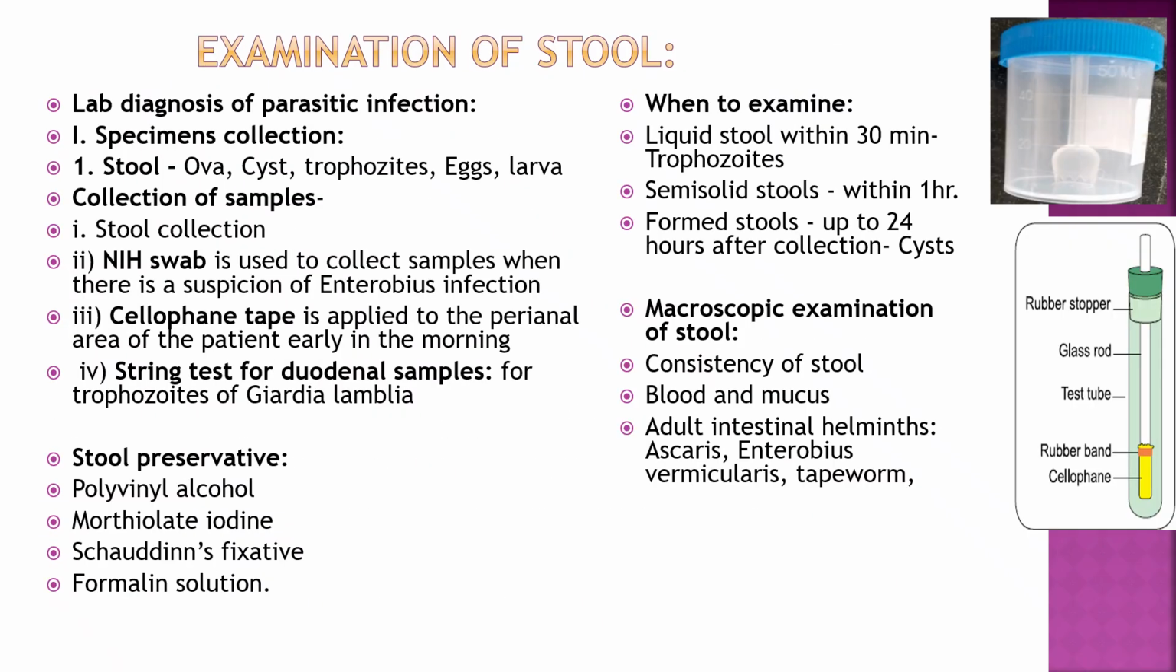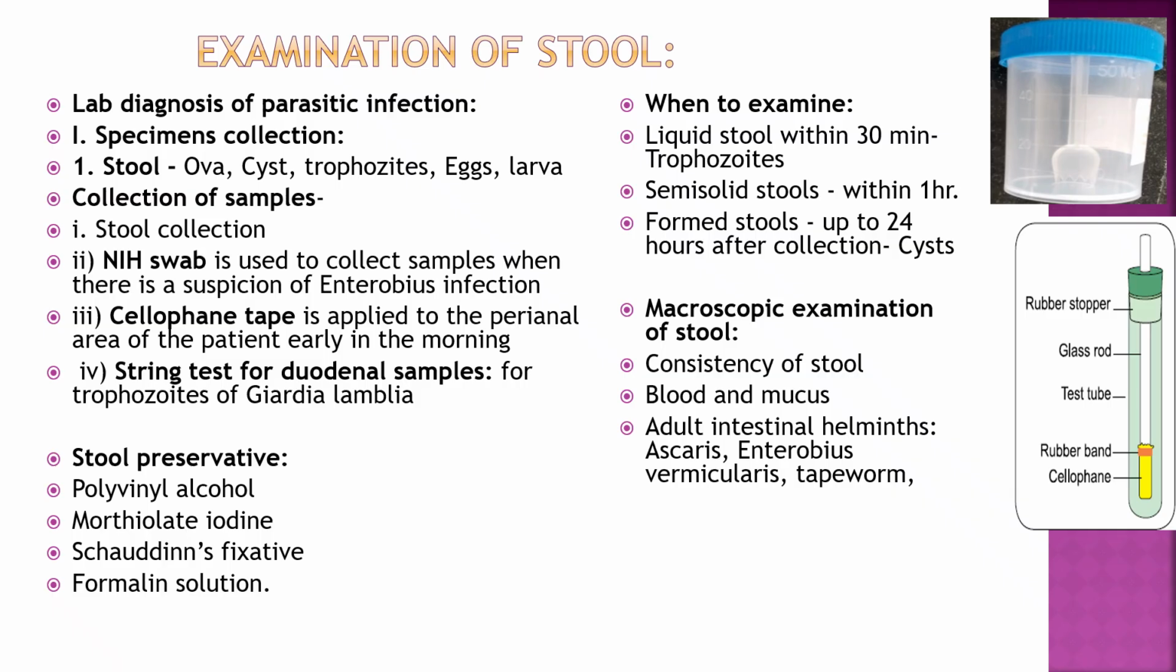For lab diagnosis of parasitic infection, the specimen is stool, and it is done for detection of ova, cysts, trophozoites, eggs, larvae of the parasites. Collection of the sample is done by direct stool examination, or other samples can be NIH swab, that is National Institute of Health swab, used to collect samples from the perianal area in Enterobius infection. Then cellophane tape is applied to the perianal area of the patient early in the morning, or string test for duodenal samples for trophozoites of Giardia lamblia. So these are different methods of sample collection of the stool.